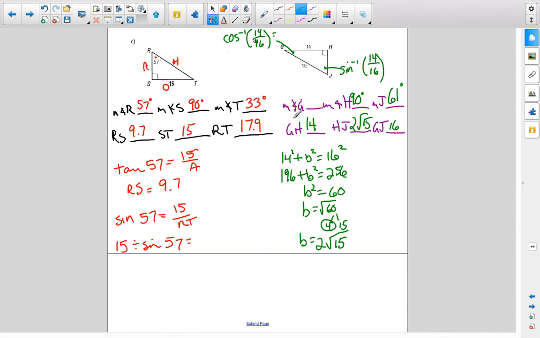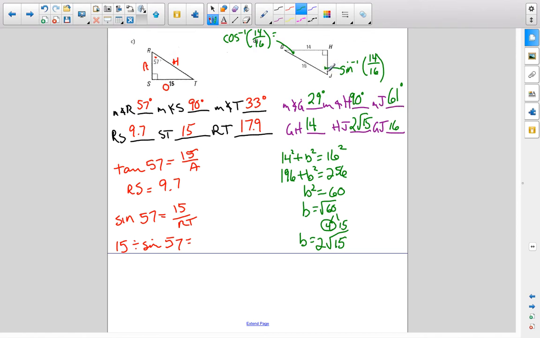It's a good way to check it. 14 divided by 16. If we just subtracted, we wouldn't be checking our answer. So 28.955 will round to 29 degrees. Amazingly, even when we round our answers, they add up to 90.